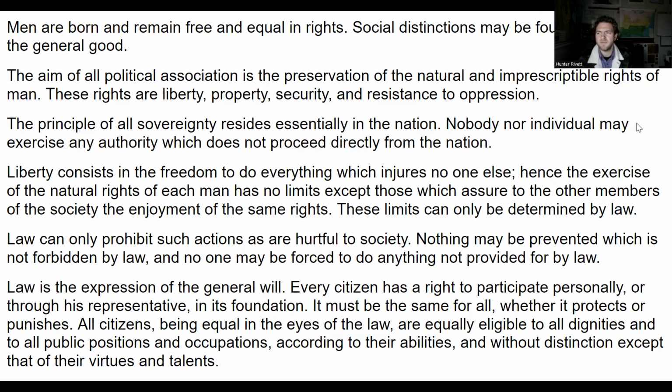Social distinctions may be founded only upon the general good, which is very unique. That social distinctions do exist, but only for the general good. Of course, the more radical phases of the French Revolution will go further than this, right?